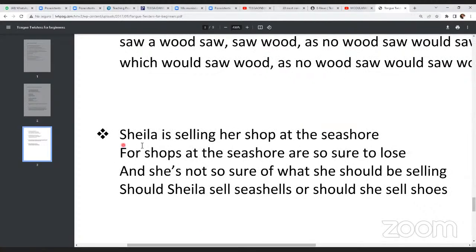All right. Shayla is selling her shop at the seashore. Four shops at the seashore are so sure to lose, and she's not so sure of what she should be selling. Should Shayla sell seashells or should she sell shoes? All right, thank you. So now do it fast, please. Okay, I'm going to try. Shayla is selling her shop at the seashore. Four shops at the seashore are so sure to lose, and she's not so sure of what she should be selling. Should Shayla sell seashells or should she sell shoes?